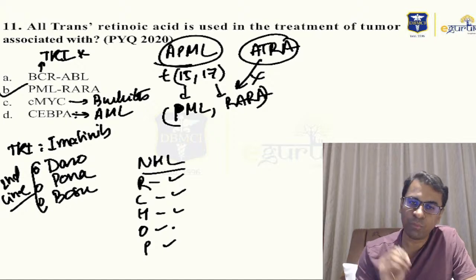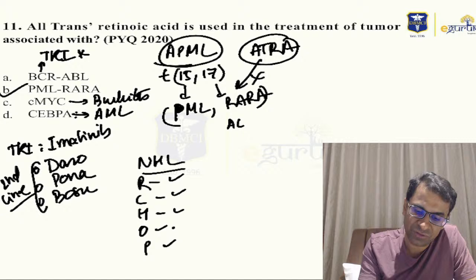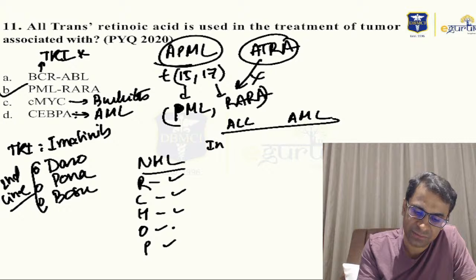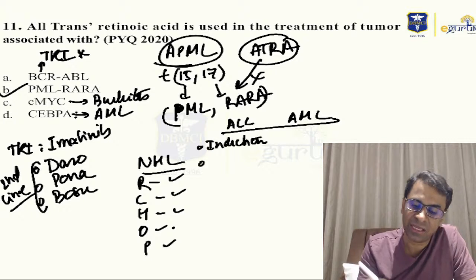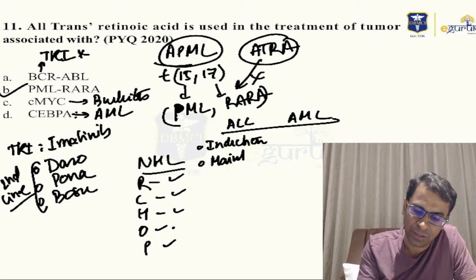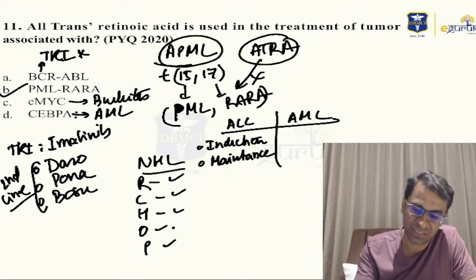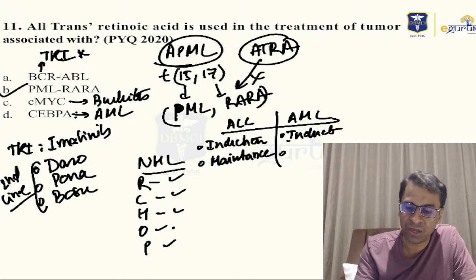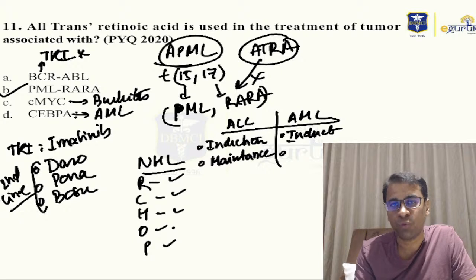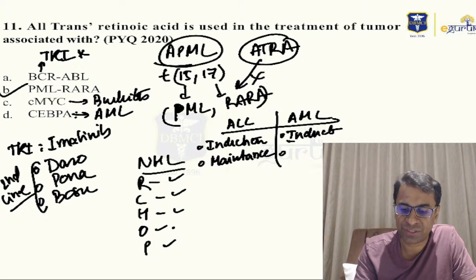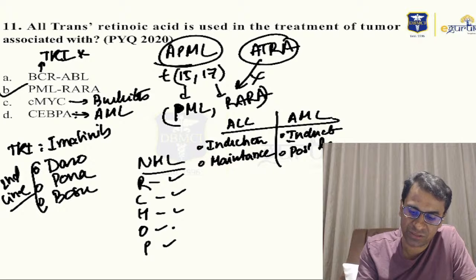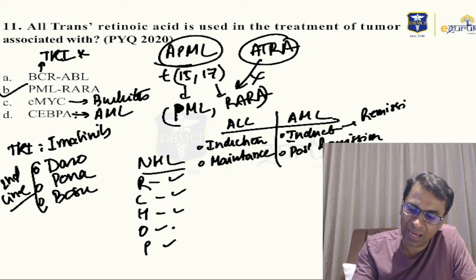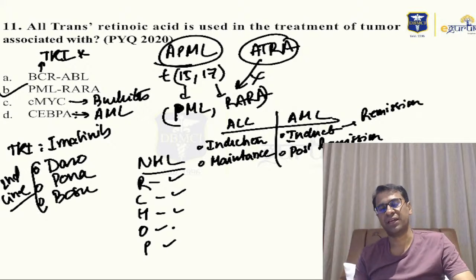One more thing students often ask me: sir, what is the difference between the treatment of ALL and AML? First of all, both of them are given induction. After induction, in ALL we give maintenance therapy, which often goes on for around 2.5 years. In AML we also give induction therapy, but after induction, which induces remission, we do not give maintenance therapy. What we give is post-remission therapy. So remember, induction induces remission, and after induction we give post-remission therapy in case of AML.